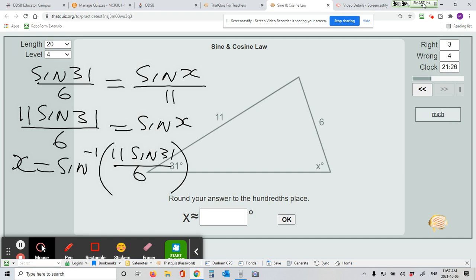Who wants to volunteer an answer that they think they can be proud of? Who thinks they have a number that they think will work? 11 sine 31 over 6 to 2 decimal places. Okay, so Suchir is pretty confident about his answer. Go for it. You got it, or that's what the answer is? Thank you. 7 point what? 7.78. Okay, that's what I heard.